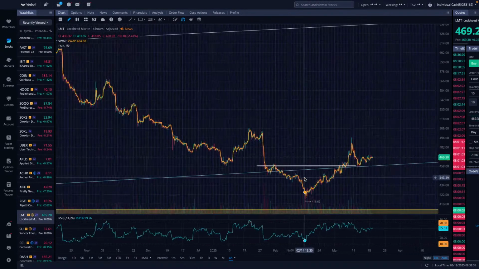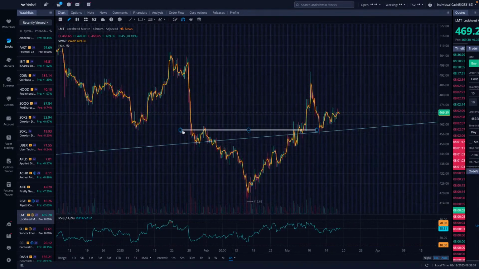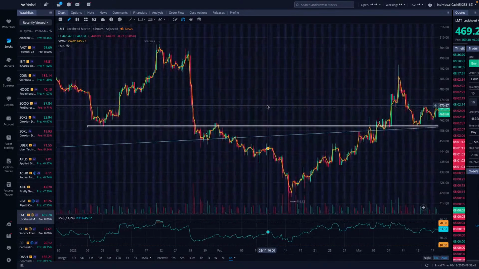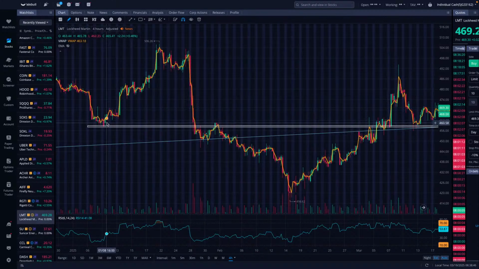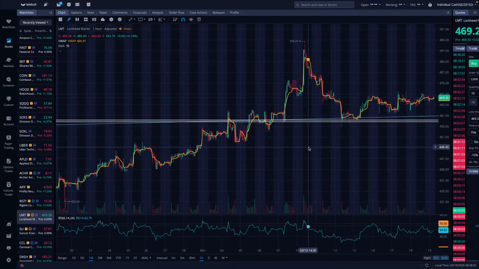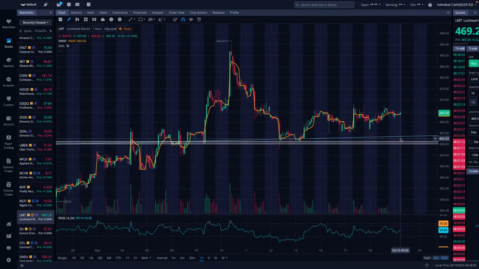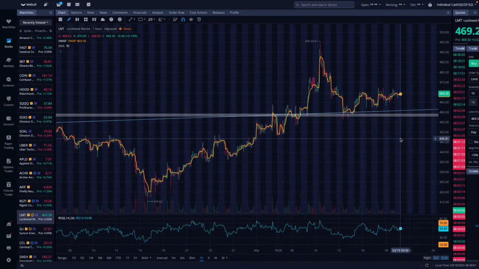Looking at Lockheed Martin. Lockheed Martin is establishing a support level. It made that low at 416. And you can see now it made a beautiful reclaim of this level at 460. 460 here failed, went back up, consolidated, and then blasted up. And then what did it do? It retested this same level at 460. So as long as 460 holds, I think LMT is a buy right now. So I definitely would be looking at that. All right, now let's see here.